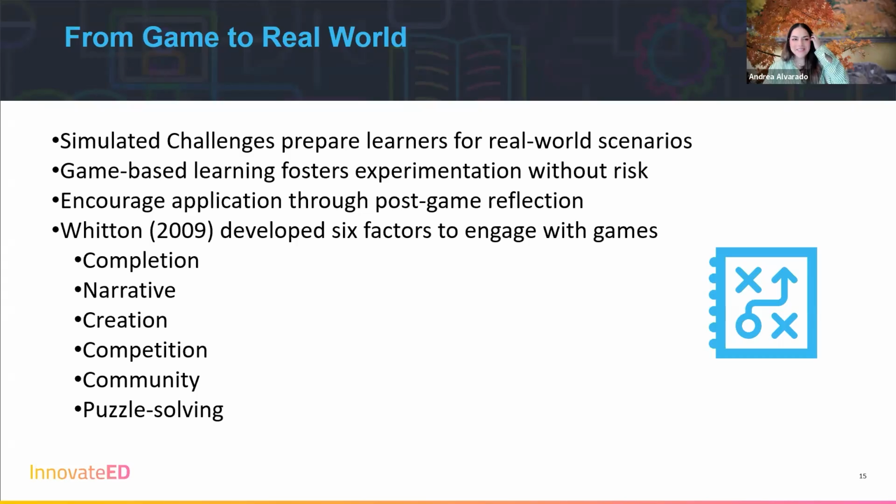Okay, so going back, in 2009 she developed these 6 factors. She does a lot of research around gamifying for adults, and she developed these 6 factors to engage with games. These are 6 ideas to help you get started, maybe if you're not really sure what you want to do. The first is this idea of completion, right? Maybe it's a game where they are collecting objects or there are levels to complete. So that could be one way to develop a game.